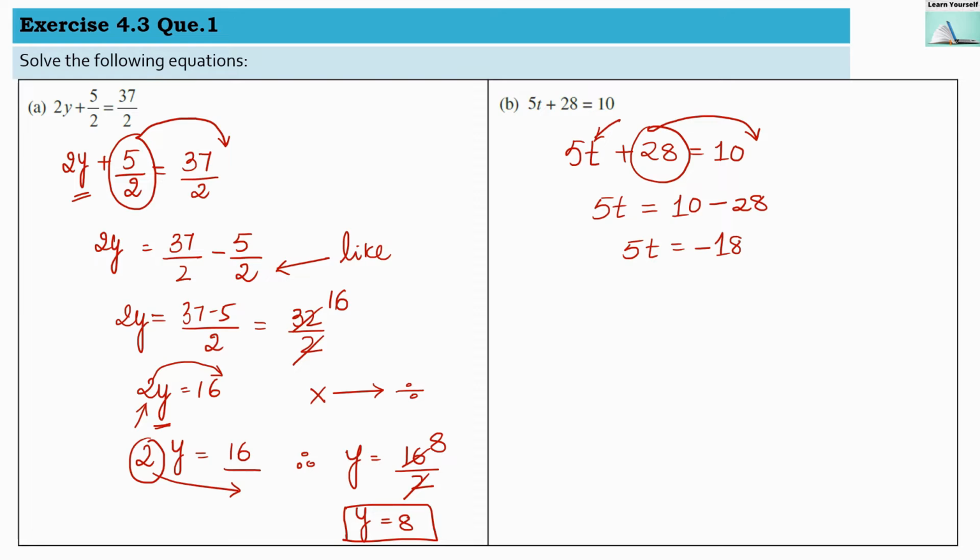Now we need to separate t. So this 5 we have to remove. This 5 is in multiplication. Once we change the side, it will go to the denominator of 18. It is in multiplication, and once it changes the side, it will go to division. So t equals minus 18 divided by 5. Now once we get a fraction, we have to see whether we can reduce it or not. In this case, we cannot reduce this fraction. So t equals minus 18 by 5 will be our answer.